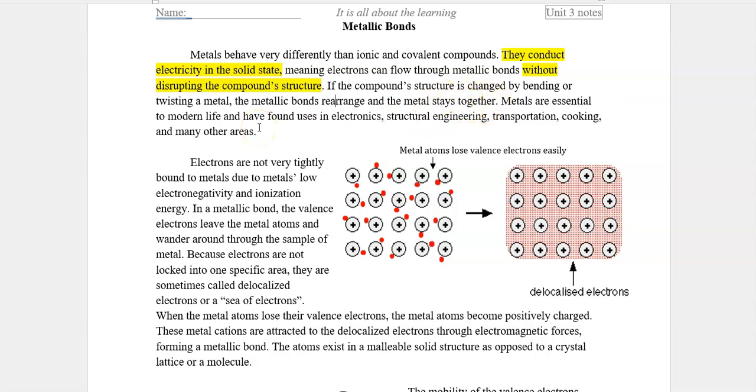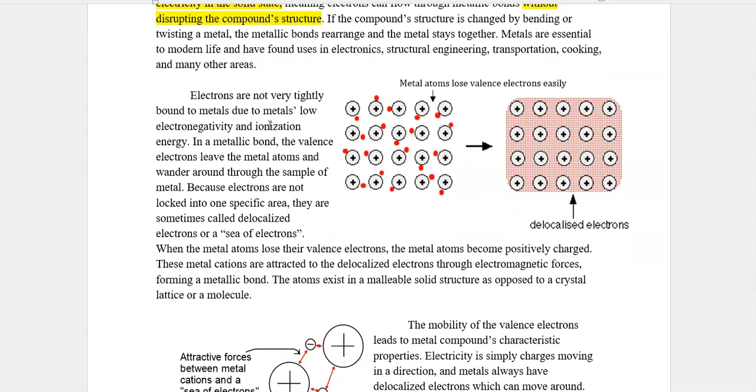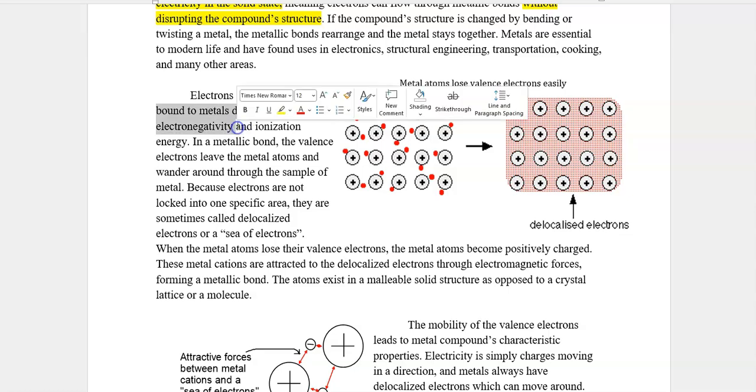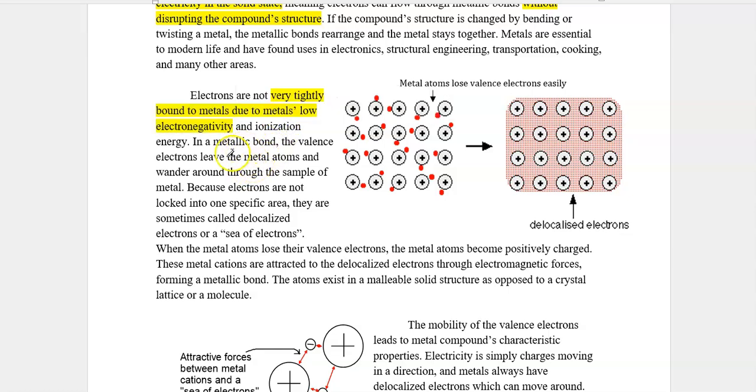Metals are essential to modern life and have found uses in electronics, structural engineering, transportation, cooking, and many other areas. Electrons are not very tightly bound to metals due to metals' low electronegativity and ionization energy. In a metallic bond, the valence electrons leave the metal atoms and wander around through the sample of metal. Because electrons are not locked into one specific area, they are sometimes called delocalized electrons, or a sea of electrons.